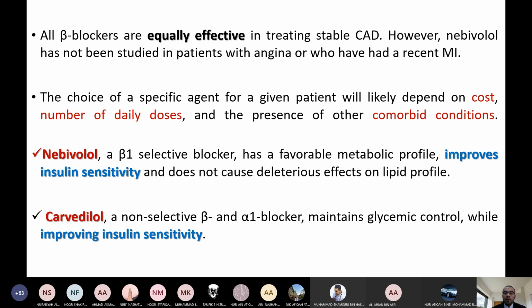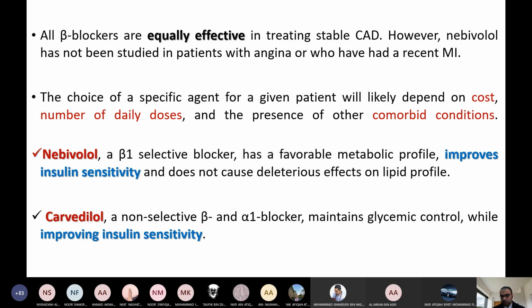Okay. In general, in stable coronary artery disease, our condition, all of the beta blockers are somehow equally effective. But of course, we have differences between the different agents, right? So sometimes the choice can be based on the comorbid condition, for example whether you want a beta blocker that has some favorable impact on glycemic control.